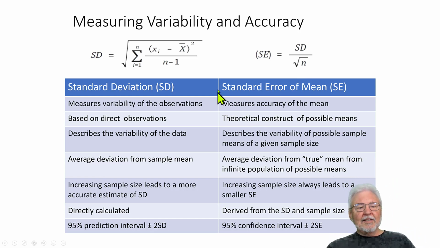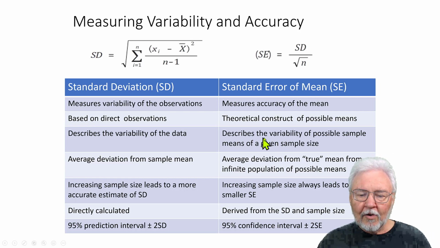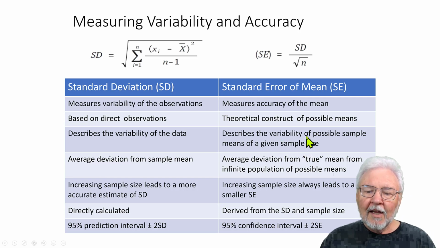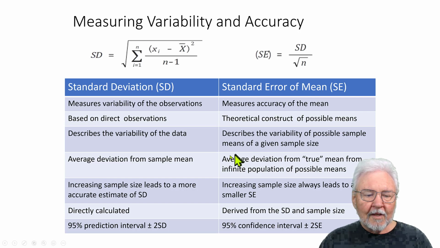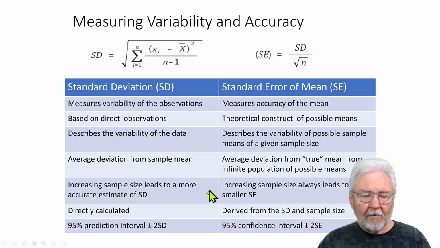So again, to summarize, standard deviations measure variability of observations. Standard errors give you a measure of the accuracy of the mean. Standard deviations are based on direct observations, whereas standard errors are theoretical constructs. Standard deviations describe variability of the data. Standard errors just let you know, given a particular sample size, what the variability of means is around the truth. A standard deviation is the average deviation from the mean. Standard error is the average deviation from true means, from an infinite possibility of means.